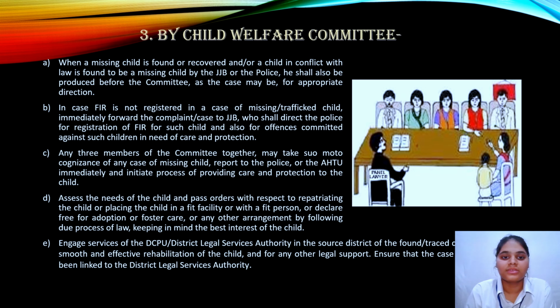When a child that has been recovered or found is also a child in conflict with law, it means that the child is a juvenile who has committed a crime under any of the acts given by the government, or any of the laws enacted by the government. In these cases, the missing child has to be produced before the CWC.